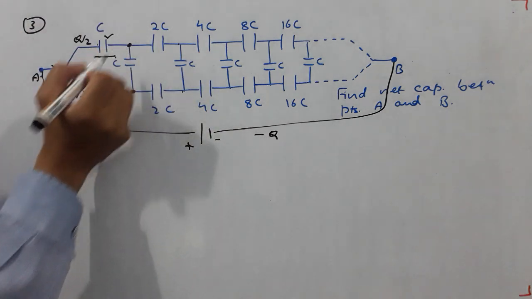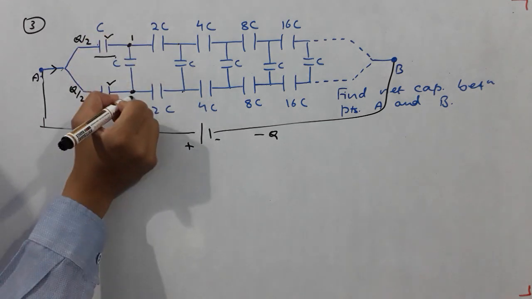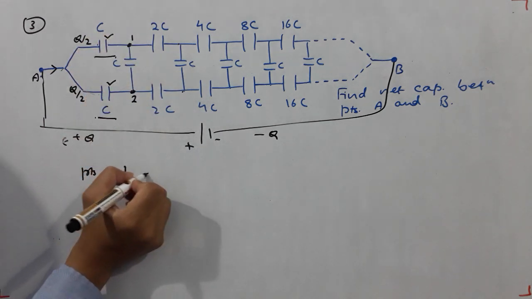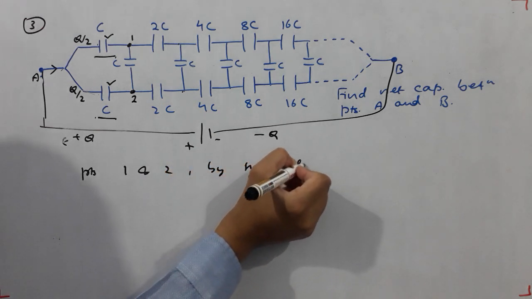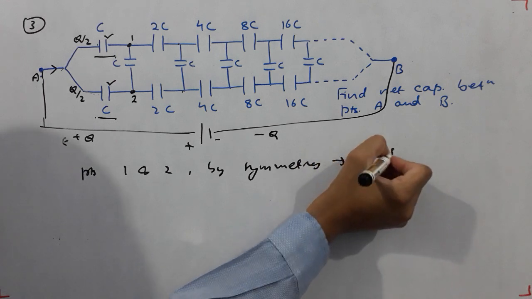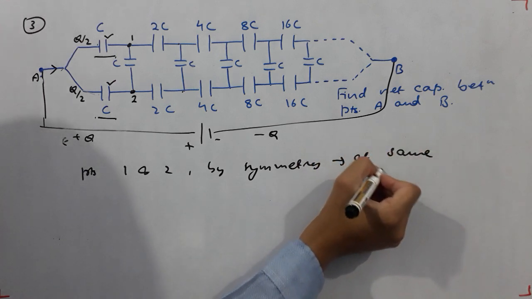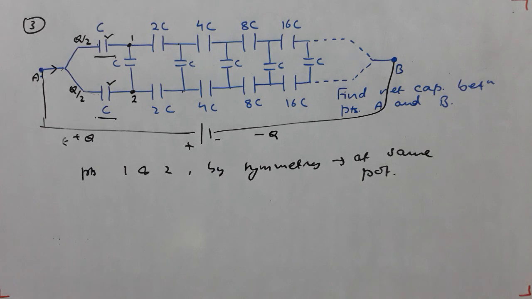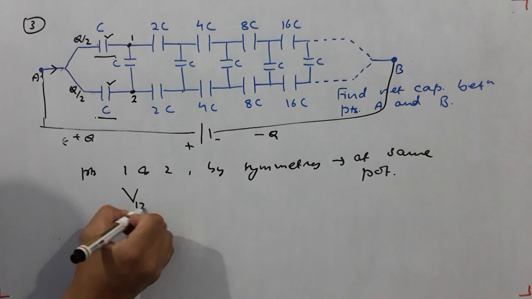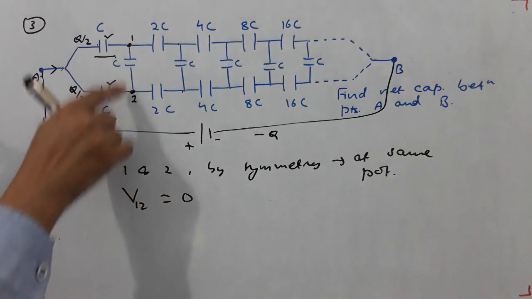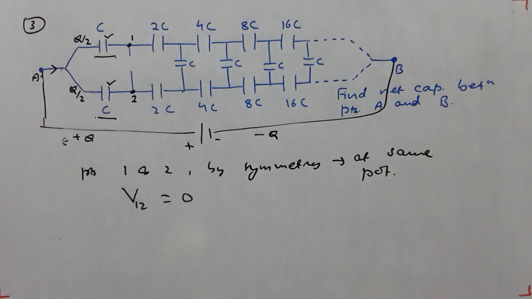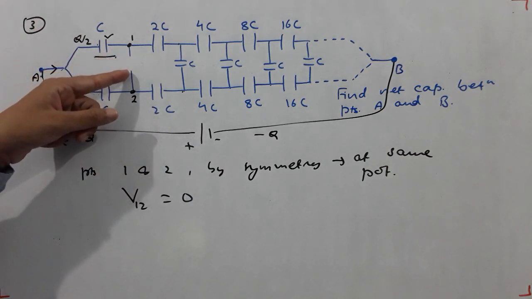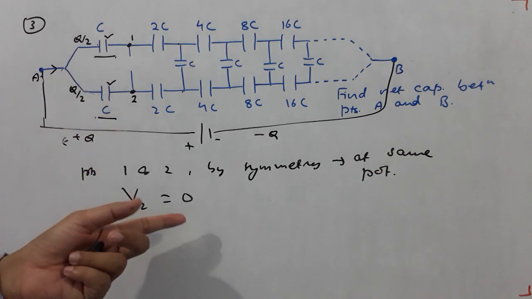If these 2 points are at the same potential, suppose this is point 1, this is point 2. So points 1 and 2, by symmetry, are at the same potential. If they are at the same potential, then the potential difference between these 2 points, V12, is equal to 0. And if the potential difference is 0, then I can safely remove this capacitor. If there is no potential difference between the plates of the capacitor, that means V is 0.